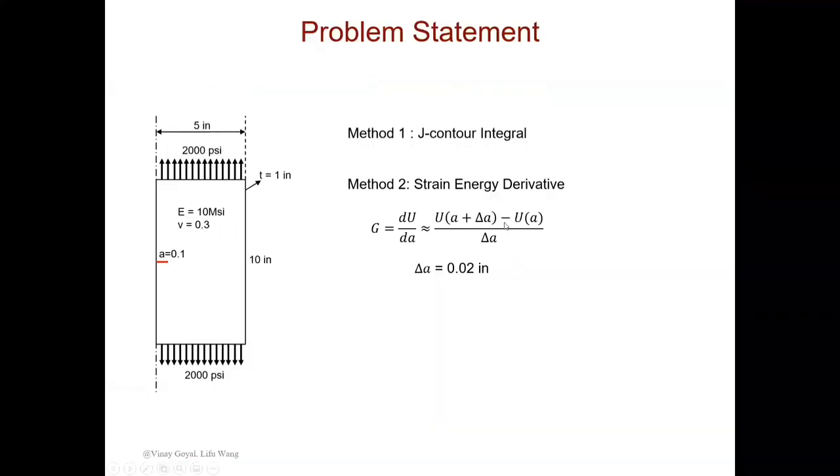So this is how you apply Abaqus to obtain the energy release rate. We compared the J integral method and the strain energy derivative method, and both of them show the same result, and it's the same as the theoretical calculation. The only difference is for the J contour integral around the crack, the mesh size should be relatively fine to obtain a reasonable result. So that's all for this video. Hope that you can learn something.